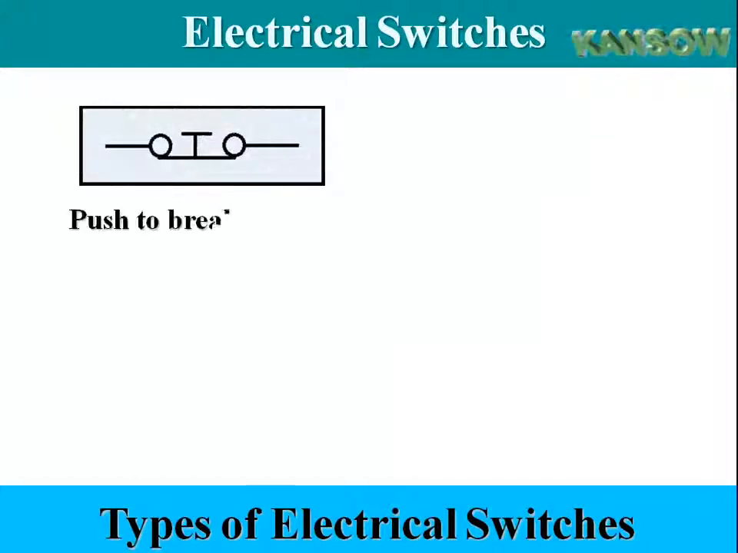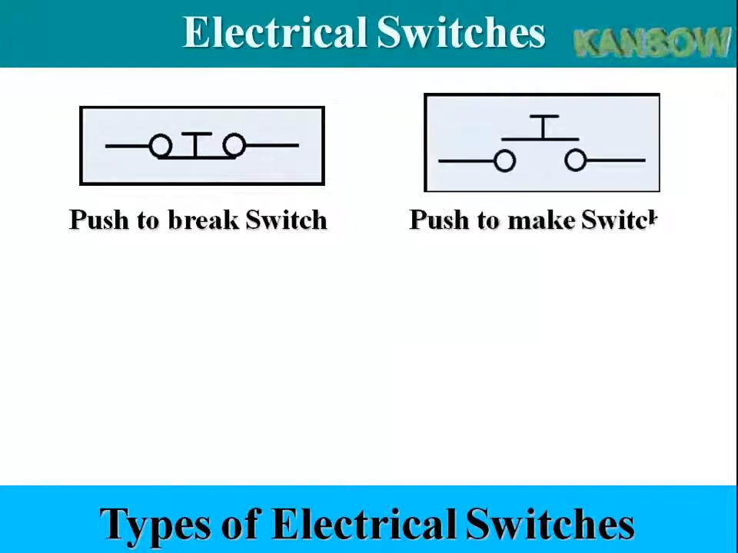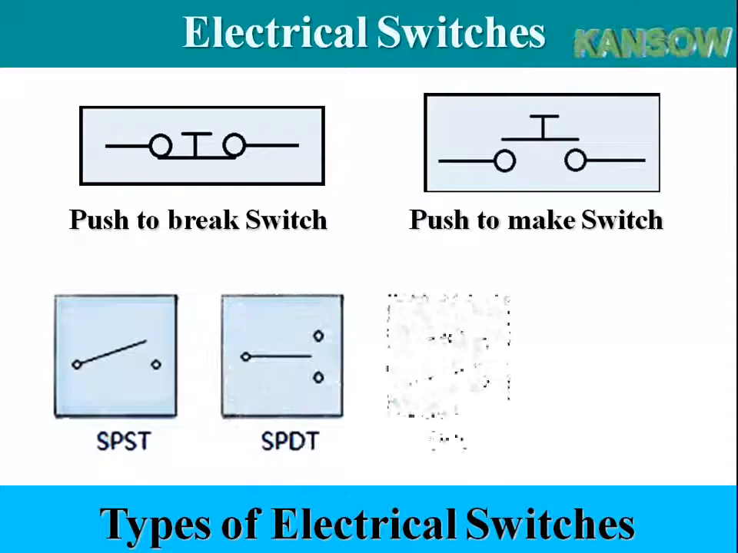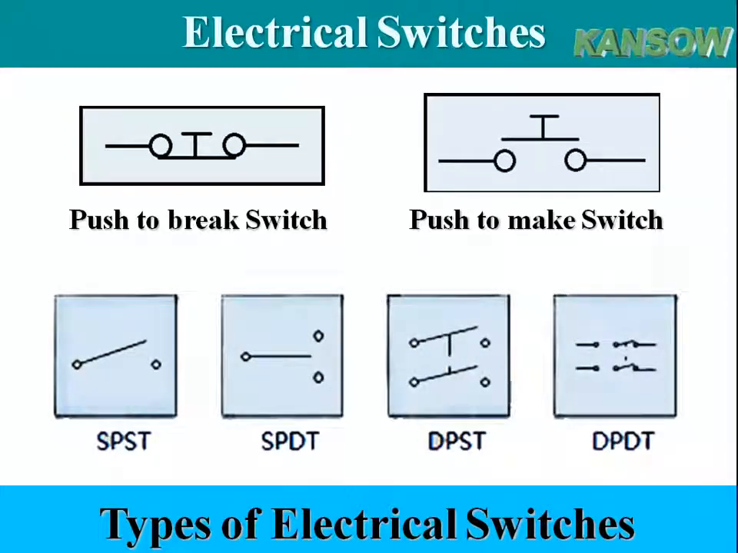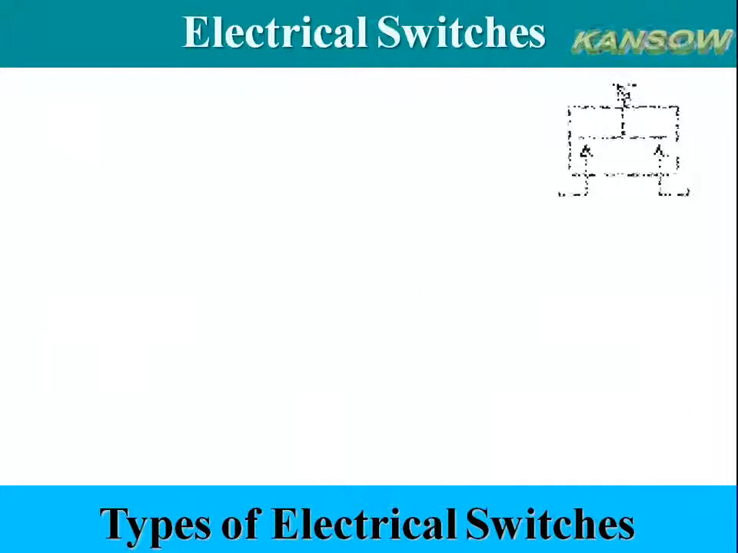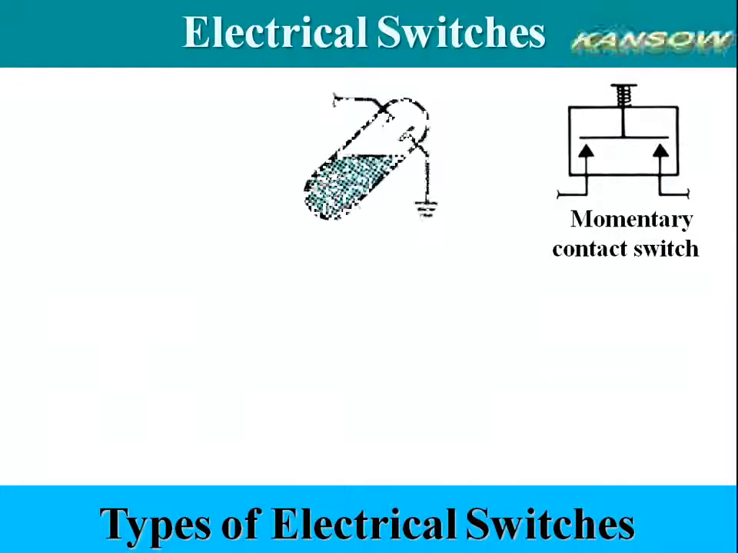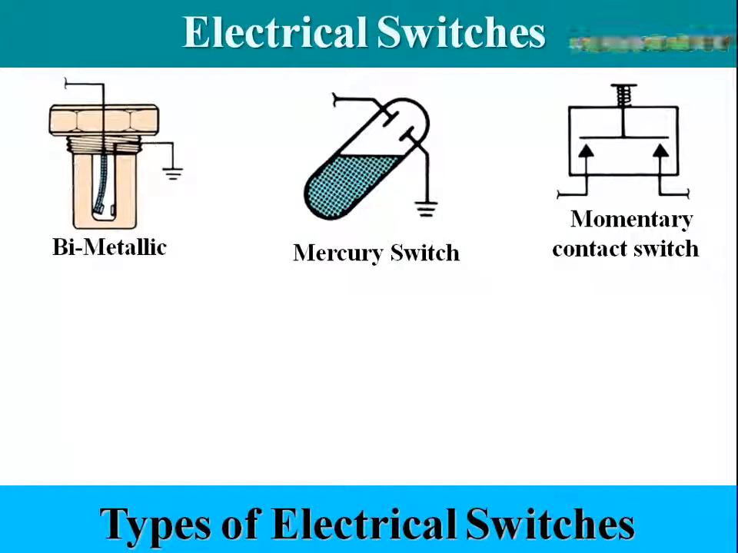Inside each of the mechanical switches is one or more electrical switches. Switches are described by the number of poles and throws they have. Poles refer to the number of input circuit terminals, while throws refer to the number of output circuit terminals.